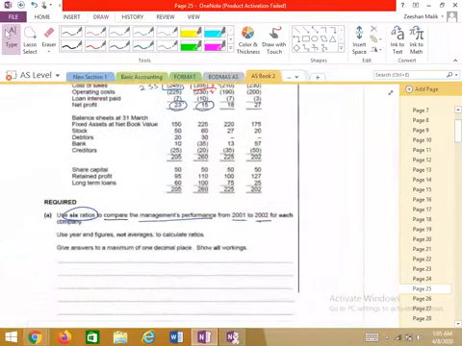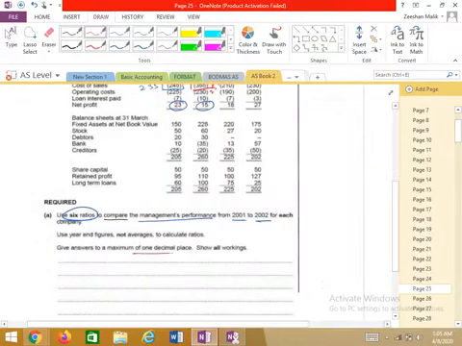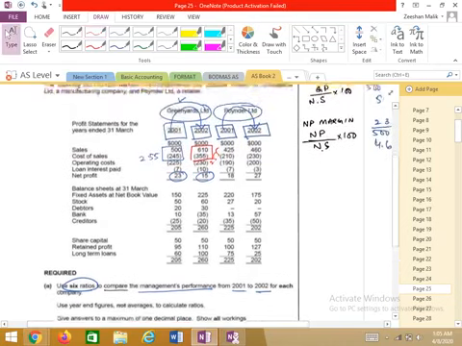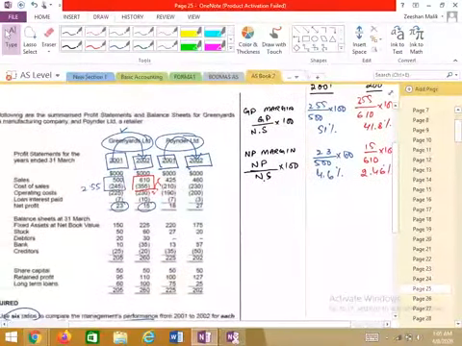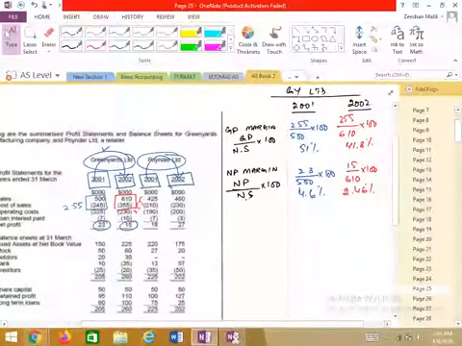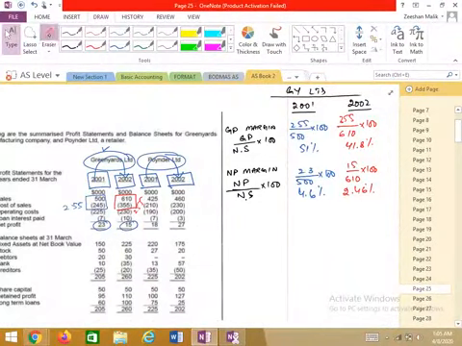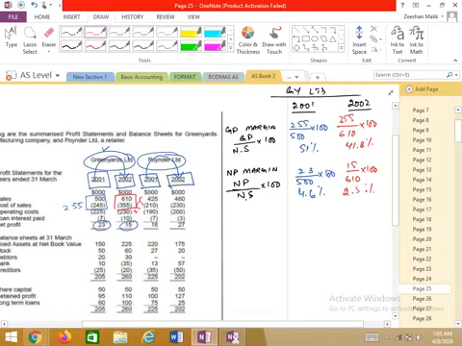The examiner generally asks to calculate the ratios to one decimal place or two decimal places. So they are asking for one decimal place, so you can show it to one decimal place only. For that, your answer should be 2.5.